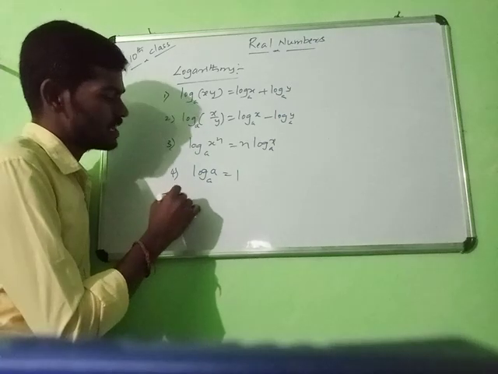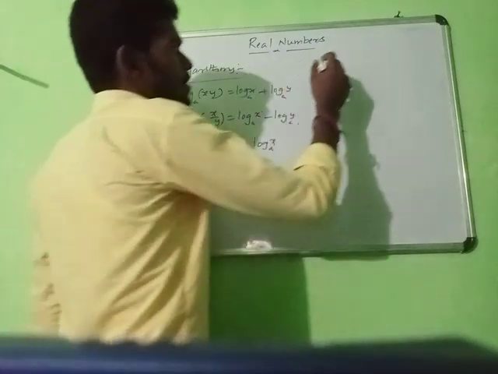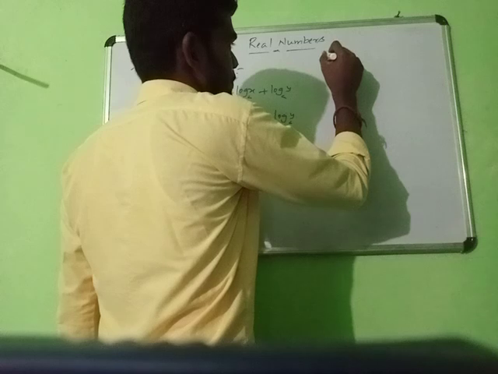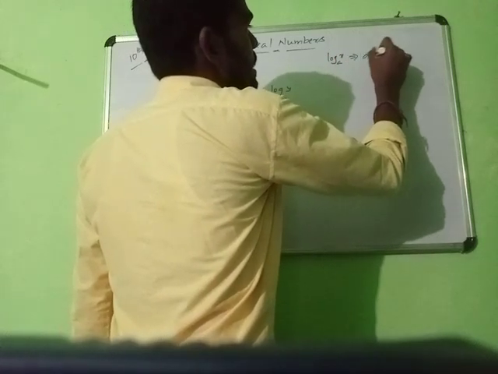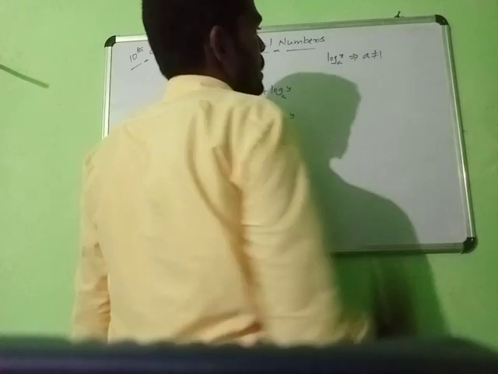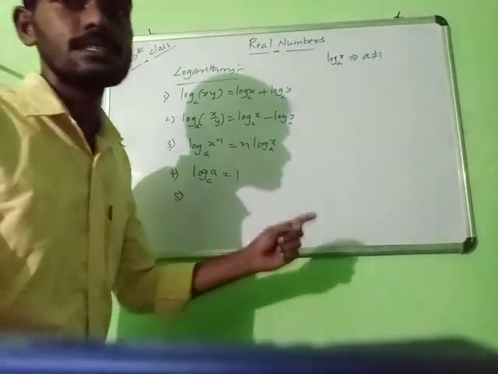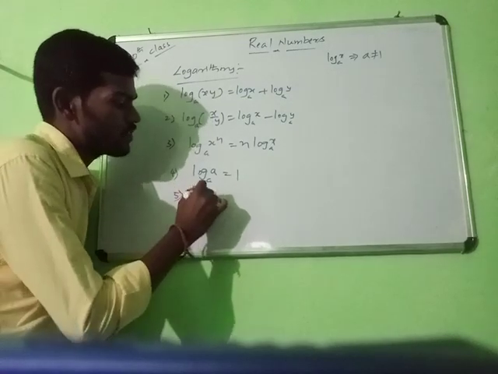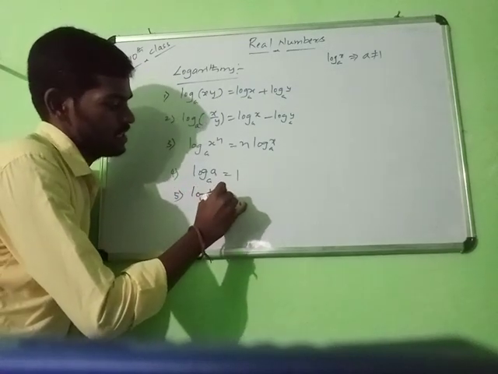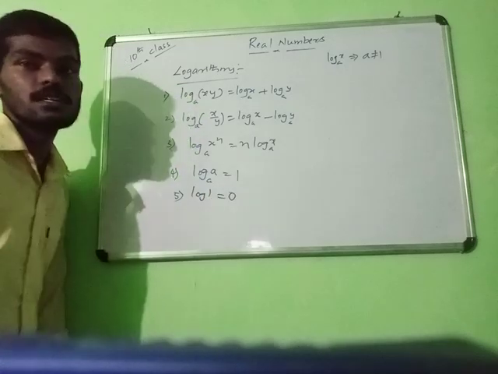For example, the fifth one: in log x base a, a is always not equal to 1. The base is always not equal to 1. So, for example, log base 1 is not defined. Log 1 is always 0.